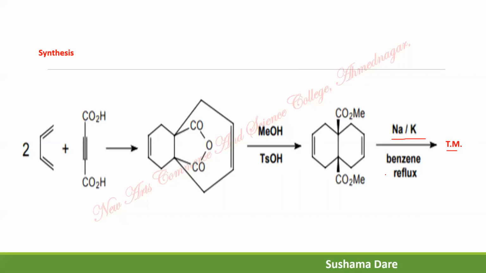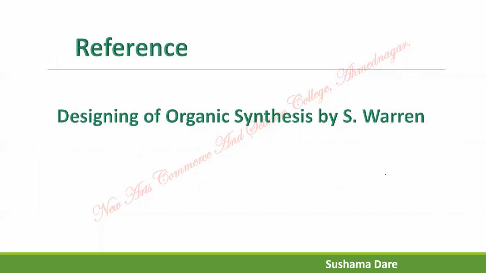Remember, in the retrosynthetic approach, the mechanism is not important. Just for your understanding, you go for the mechanism. So that is the end of the 1,2-diols. You refer to the book The Designing of Organic Synthesis by Stuart Warren.